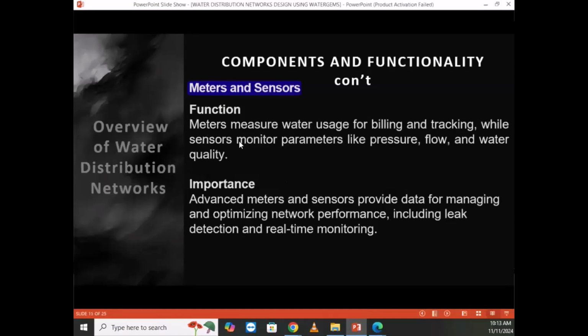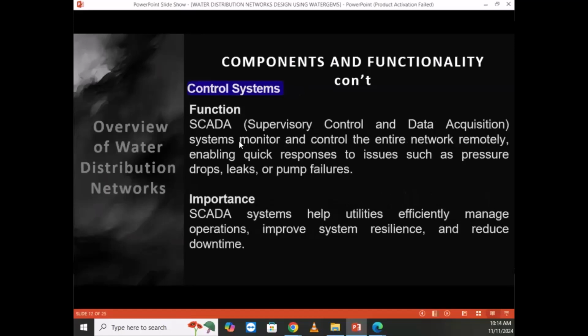Meters and sensors. We usually know that our networks have those meters and sensors. Most of the time, there is a way. I don't know if you know SCADA. Yes, there is a way of putting where the SCADA is, so that when you have problems in your network, even if you already have the layout, there is a way of seeing it in the SCADA, of monitoring the SCADA with WaterGEMS. Control system.